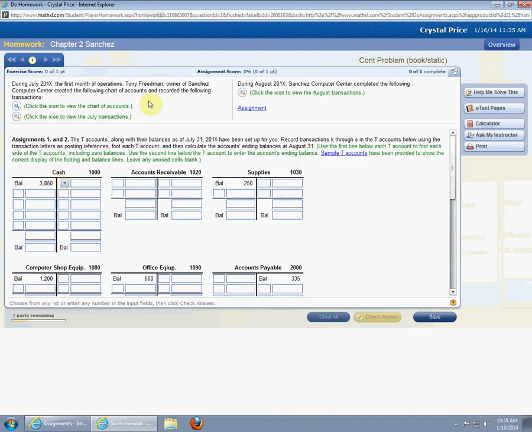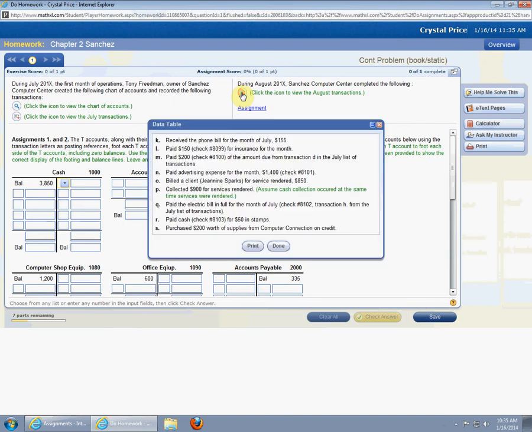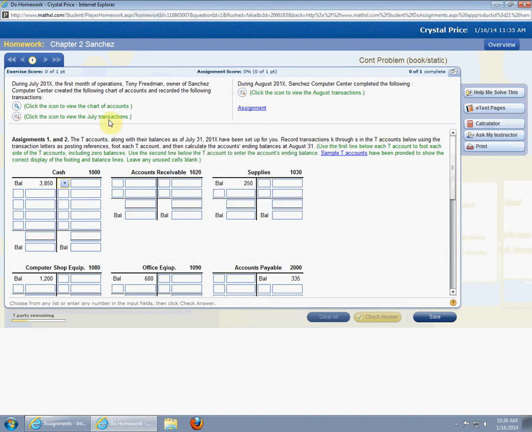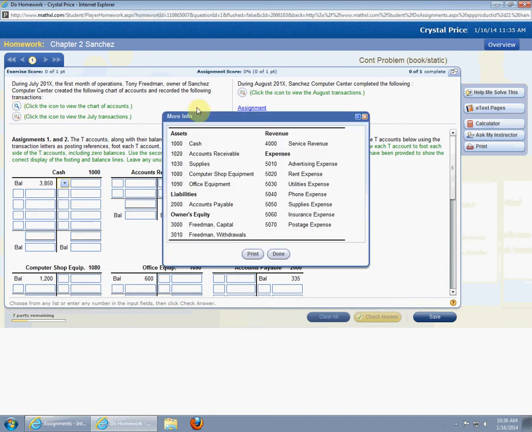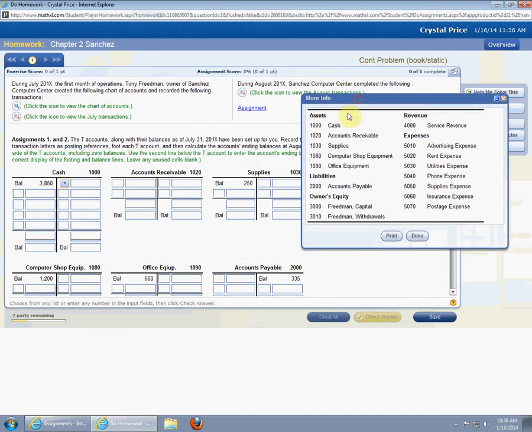So I'm going to put my August transactions back up here. It might be easier for you, since you can look in the book and see the transactions, you may want to have the chart of accounts showing up here so you can see your assets and everything right away. Okay, let's read our first transaction.